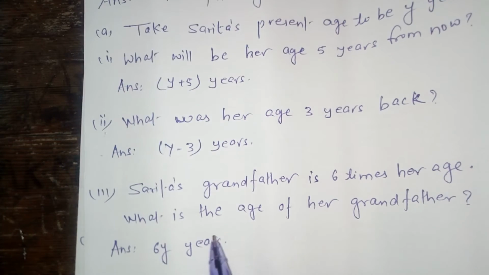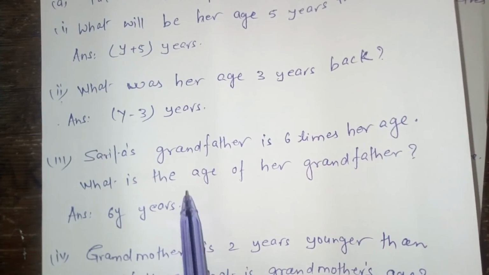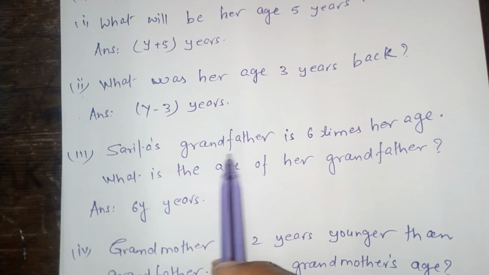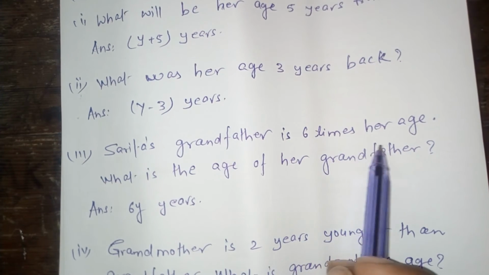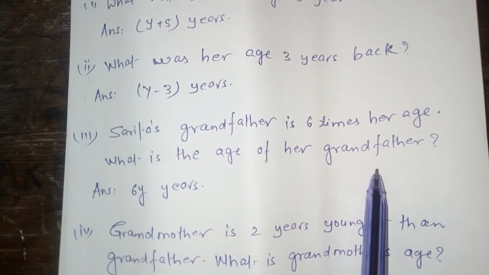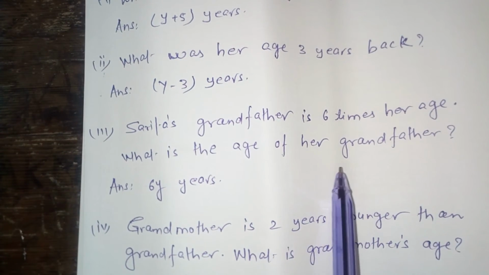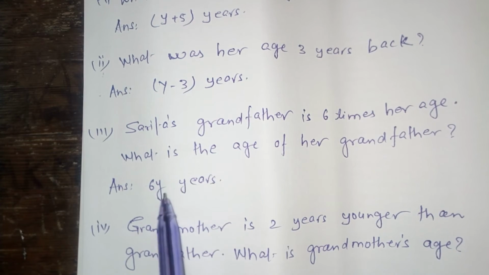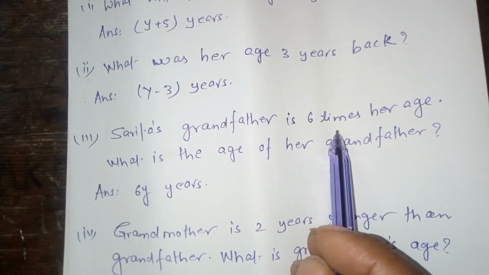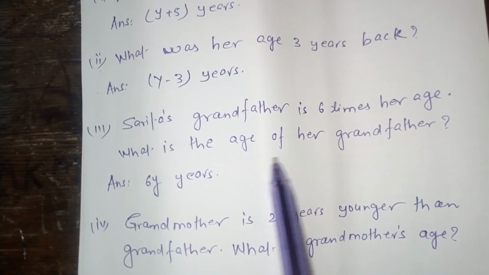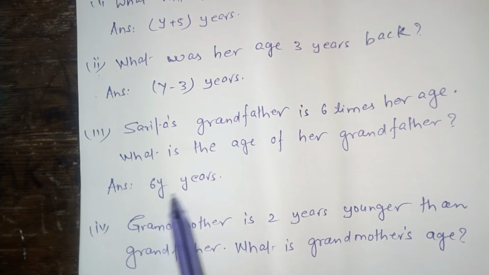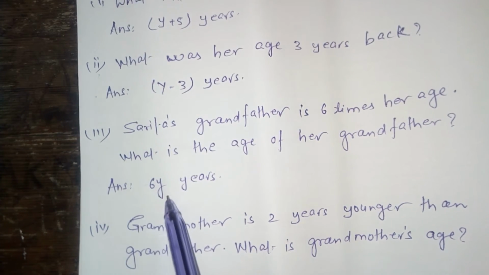Third statement is Sarita's grandfather is 6 times her age. What is the age of her grandfather? You know very well Sarita's present age is y years and her grandfather is 6 times her age. 6 times means 6 multiplied by y. Answer is 6y years.